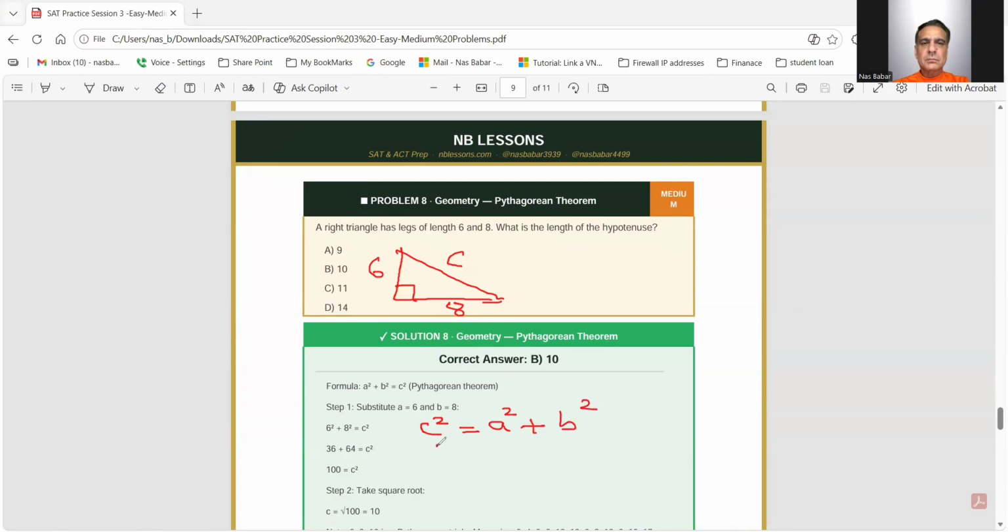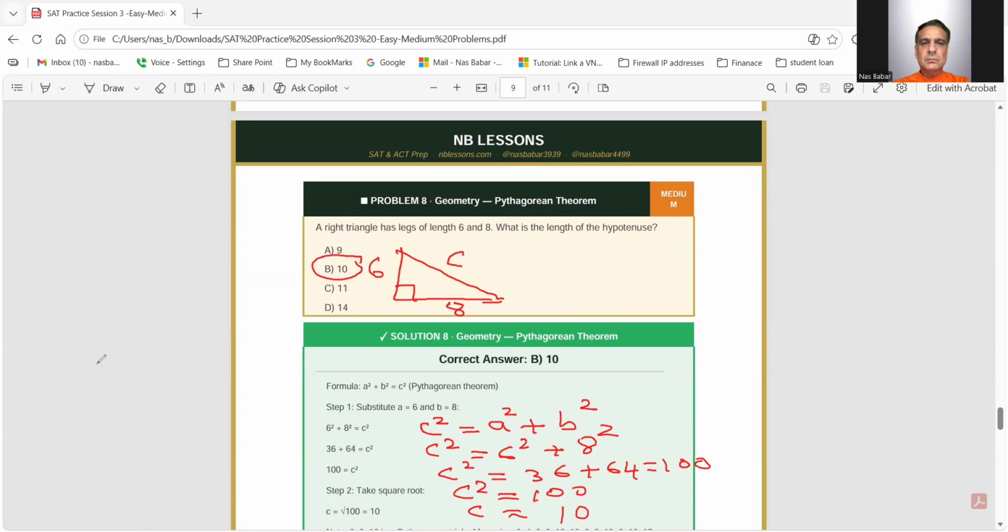So then what you got to do is c squared is equal to 6 squared plus 8 squared, okay? So then c squared is equal to 36 plus 64, which is 100. So now it makes it real easy. c squared is equal to 100. You take the square root of both sides, then c is equal to 10. So then the answer, my friend, in this case is going to be 10.